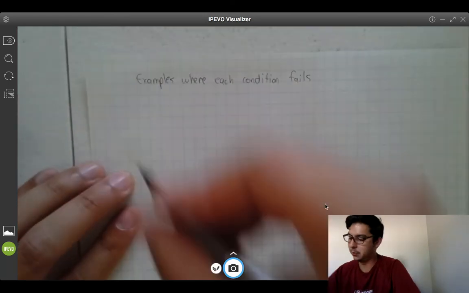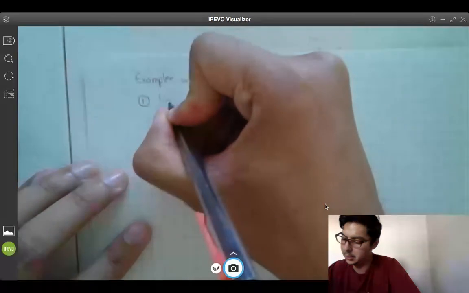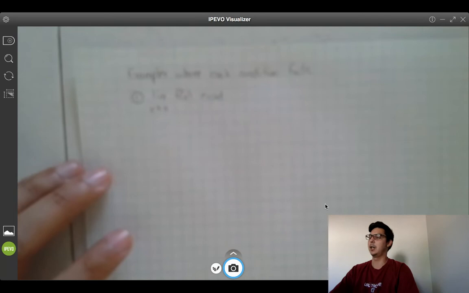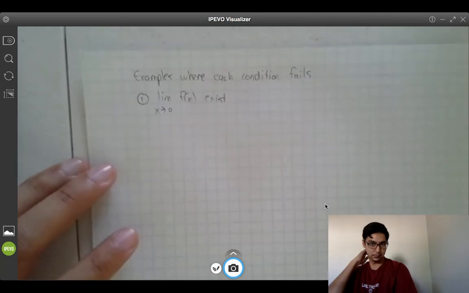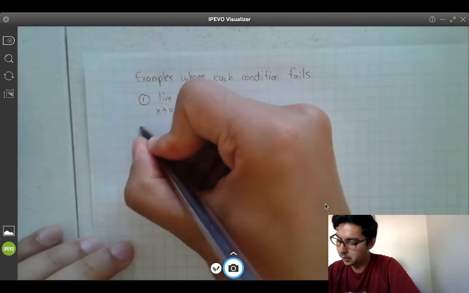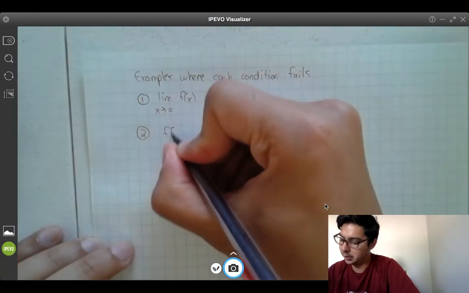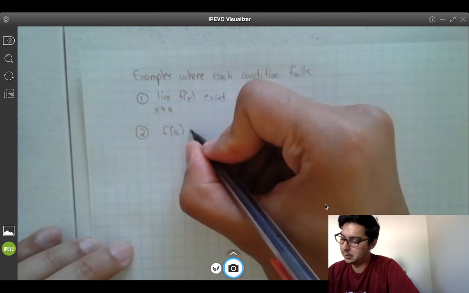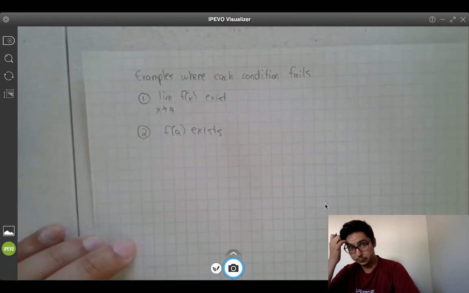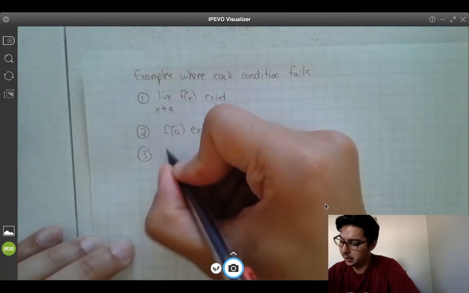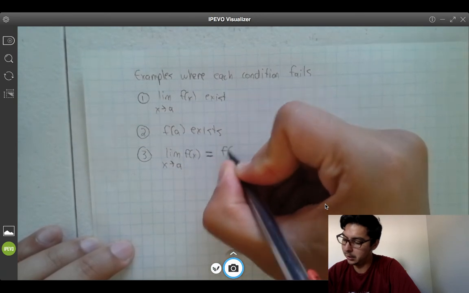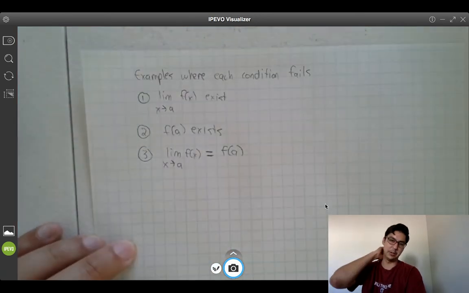So going through it again, remember the three conditions. Condition one is that the limit exists. So as you approach from the left and right, they meet at the same point. The second condition is that the function at that value a exists. And then the third one is that those two equal each other. The limit equals f of a. And those are your three conditions for continuity.